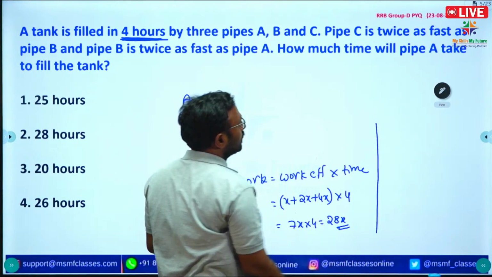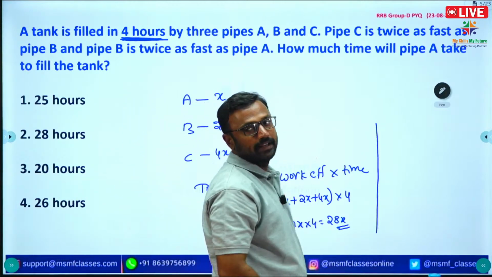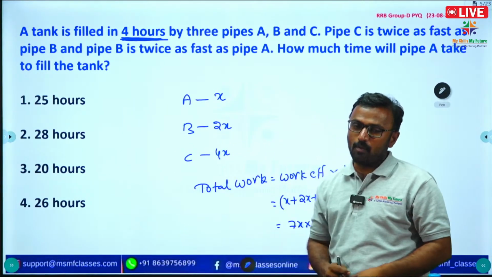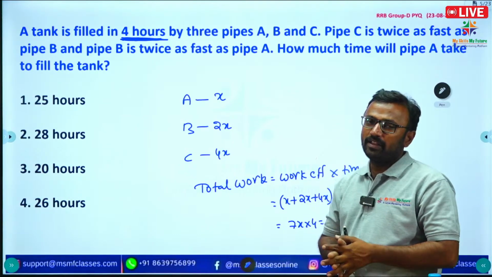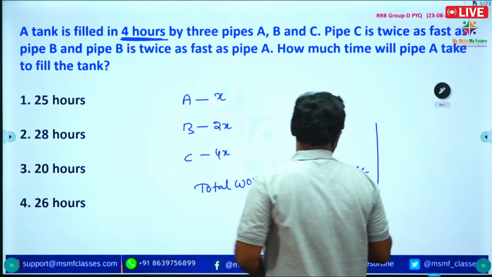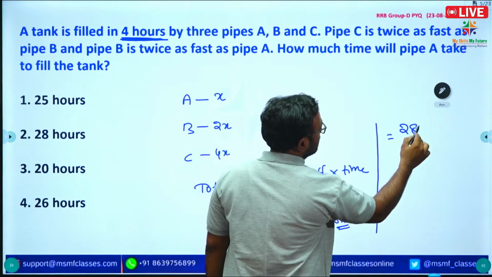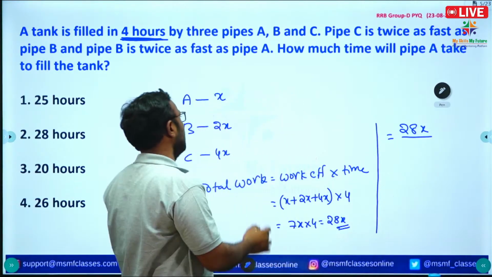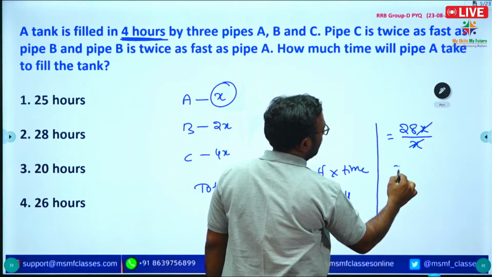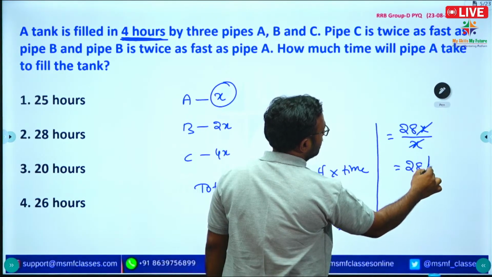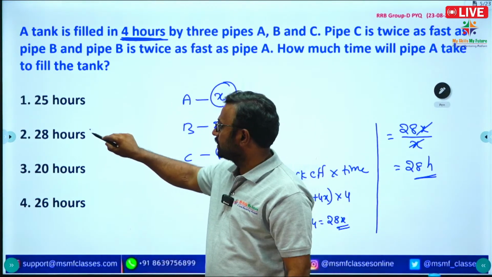So what is our question? How much time will pipe A take to fill the tank? Time is equal to total work by efficiency. The total work is 28x. What is the efficiency of A? x. So x cancels, and it is nothing but 28 hours. So option 2 is correct.